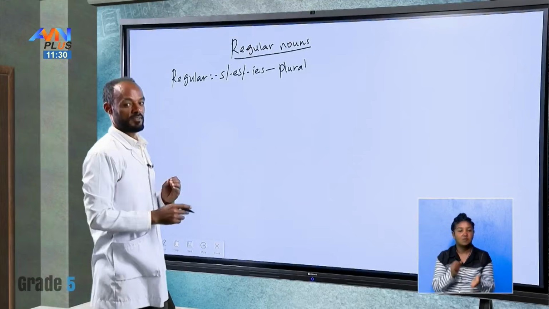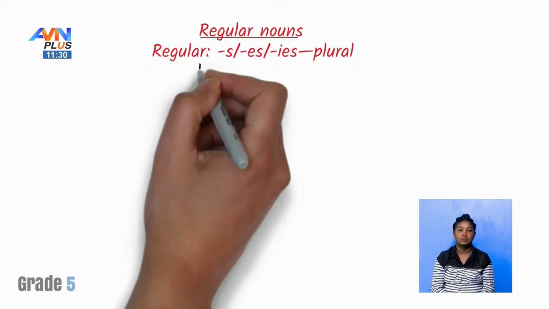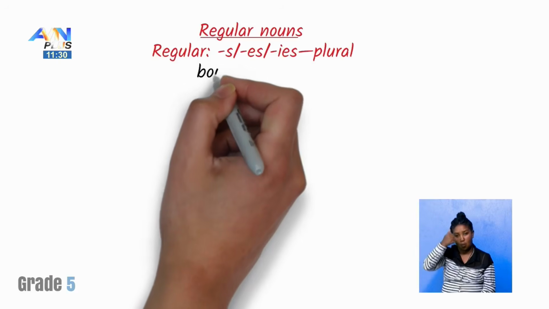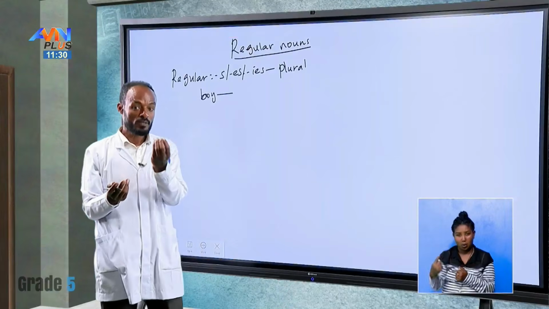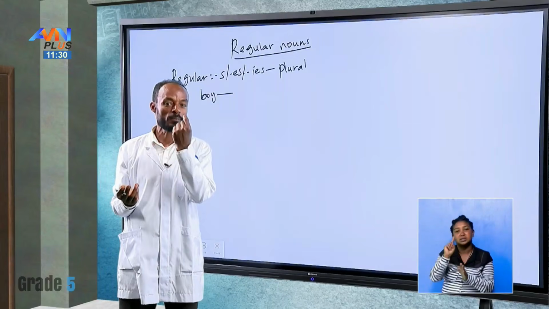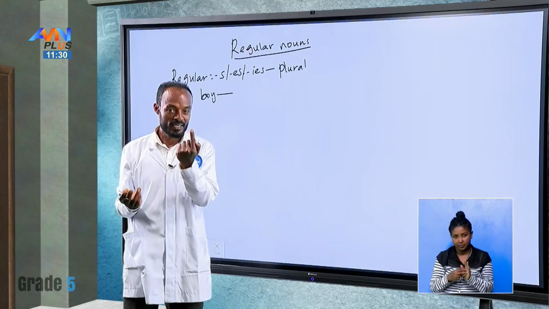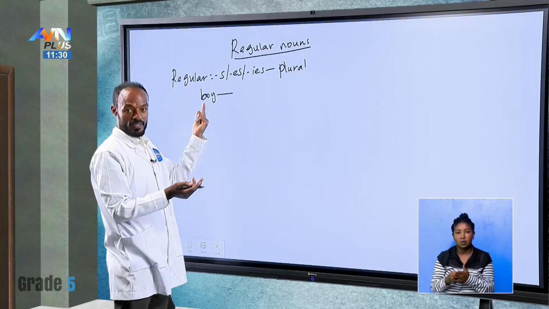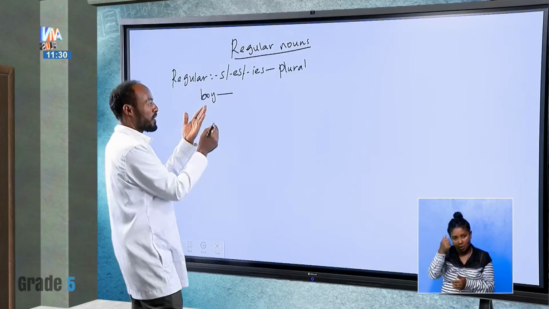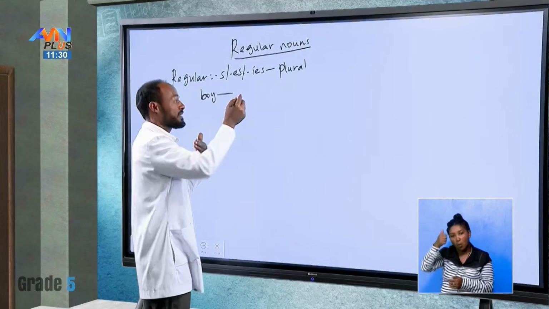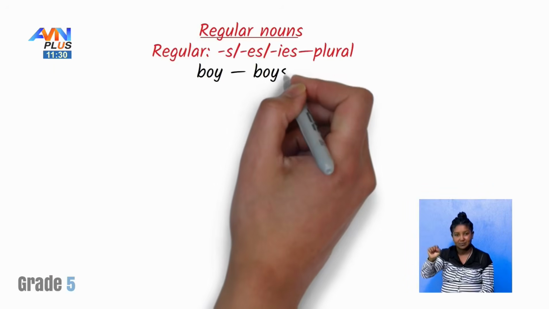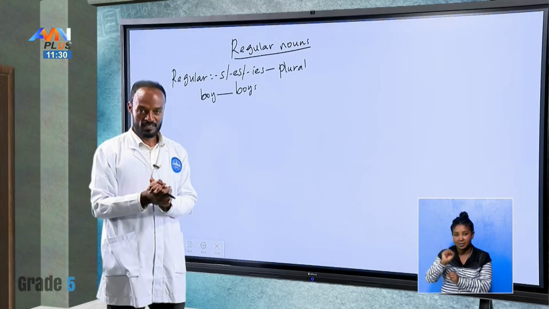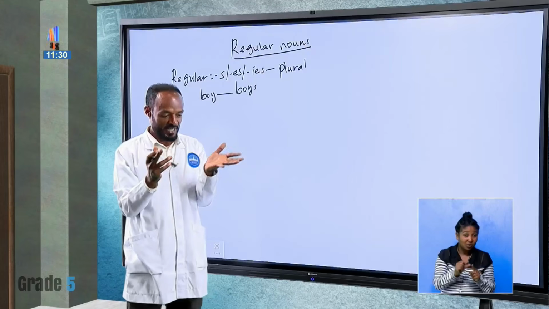For example, boy. This one is singular. Singular means something which is single, something which is one. So, boy, one boy. What about if it is two or more? Yes, we have to say boys. Here are some words which take S.